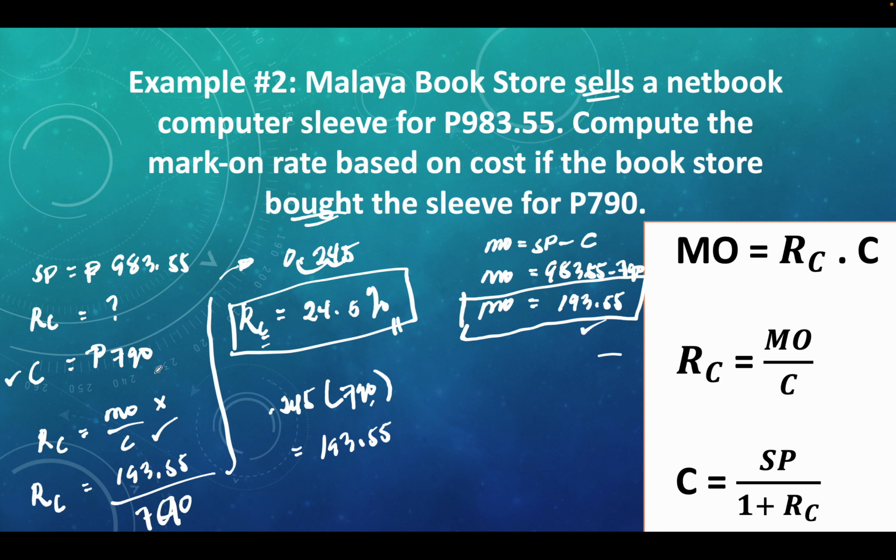Okay? So, 790 times 0.245, that's equivalent to 193.55. Then, add it to our cost, which is 790. That is equivalent to 983.55. So, this is the same as our selling price here, which means we have the right rate based on cost. Okay? So, next example.